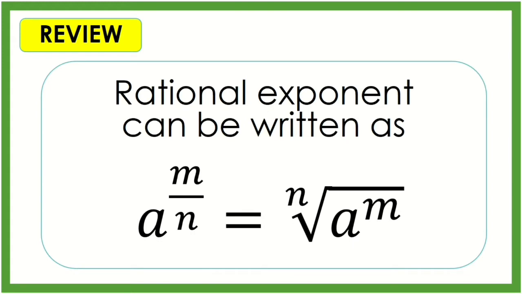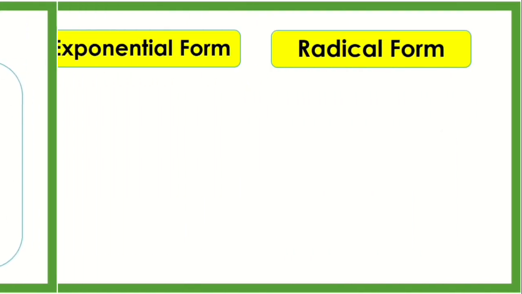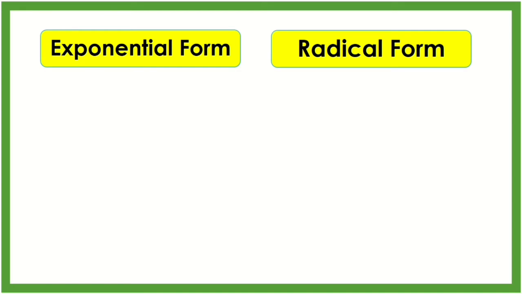In our previous lesson, we learned that a rational exponent can be written as a raised to m over n is equal to the nth root of a raised to m. This is our expression with rational exponent or fractional exponent, and this is our radical or radical expression. We also learned how to write expressions with rational exponents as radicals, and vice versa. From exponential form to radical form or from radical form to exponential form.